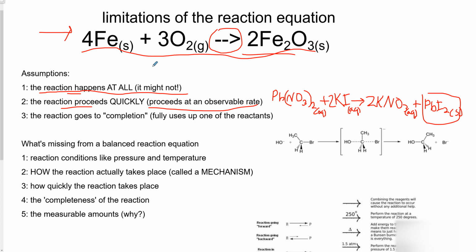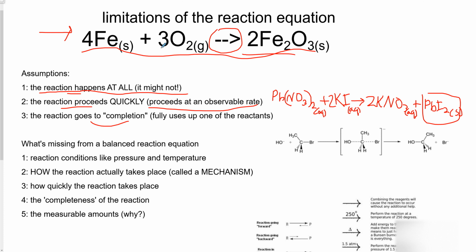So we assume also that the reaction goes to completion, so it's going to use up one of its reactants. In the case of rusting, yes, provided you give this reaction a long enough time to work, eventually all of the iron metal in your little sample of iron metal will turn into rust. You're obviously not going to use up all the oxygen, because our source of oxygen in this case would be the atmosphere, like the air.